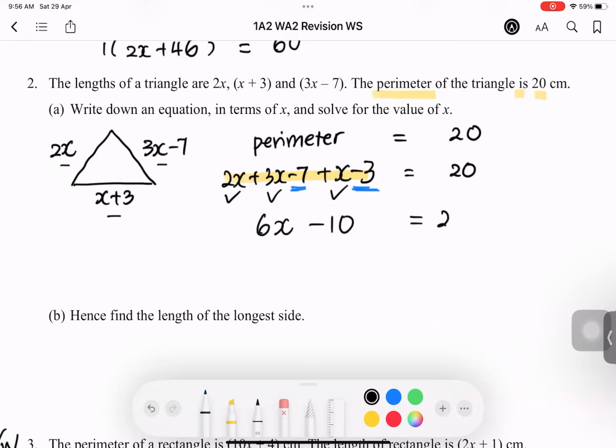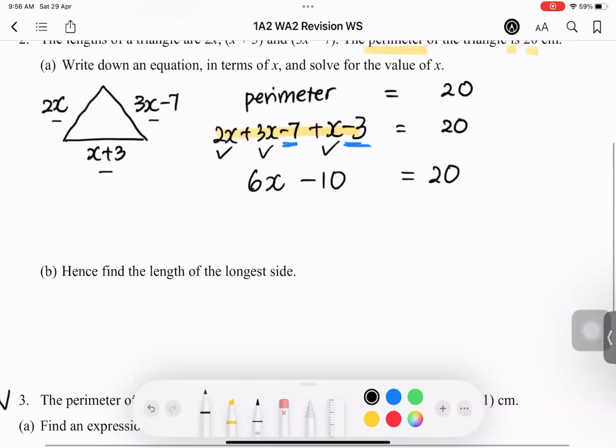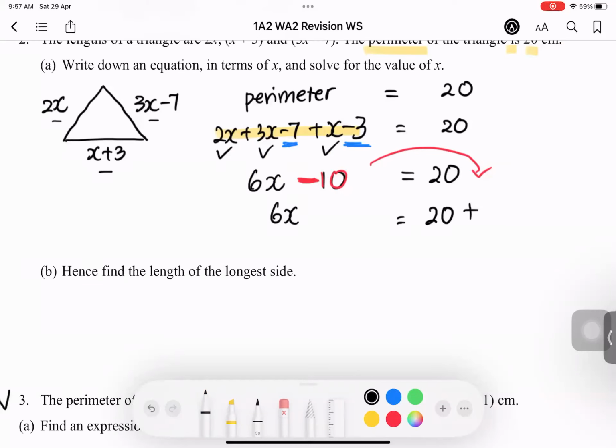Equals to the number 20. Ian, please help me. This one is subtract 10. Then what will I get? How to shift it over? 20 minus 10. This one is subtraction, so it becomes plus 10. Yes, correct. So 20 plus 10, so 6x equals to the number 30.